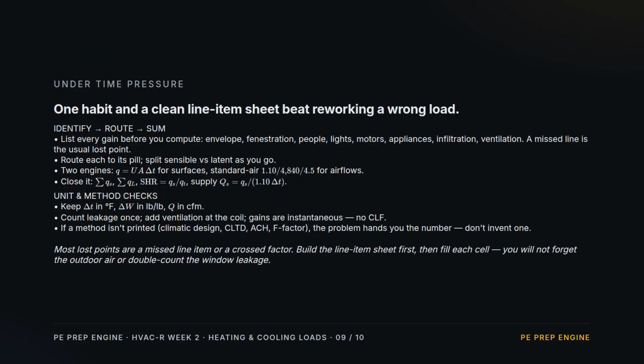The method and the clock. Before you compute, list every gain. Envelope, windows, people, lights, motors, appliances, infiltration, ventilation, because a missed line is the usual lost point. Route each to its pill and split sensible from latent as you go. 2 engines, UA delta T for surfaces, the standard air factors for airflows. Then close it, sum each type, take the sensible heat ratio and size the supply air. Keep 1.1, keep the units the factors expect. Count leakage once, add ventilation at the coil, and if a method isn't printed, the problem gives you the number.